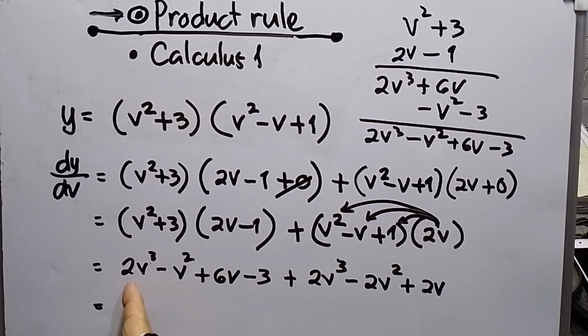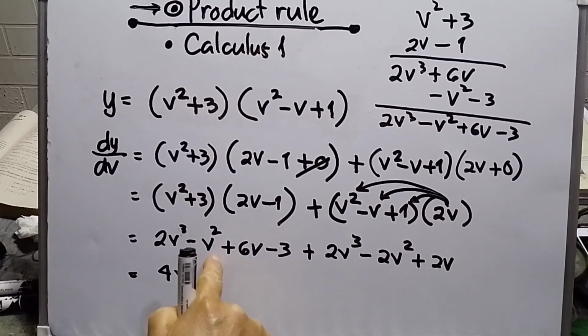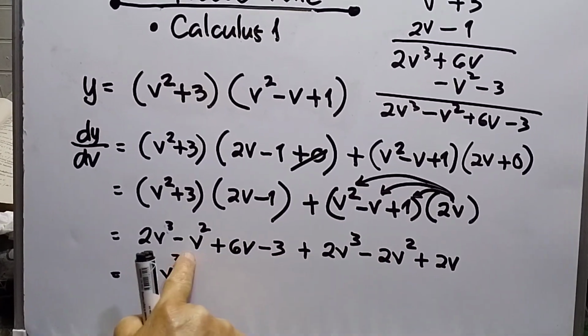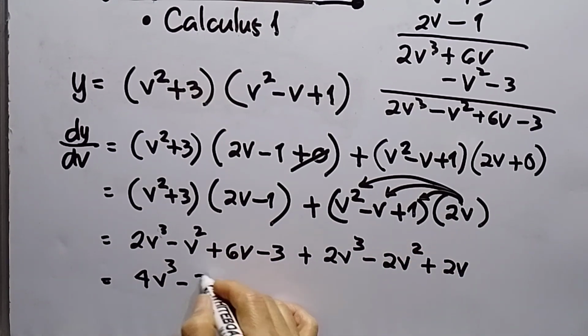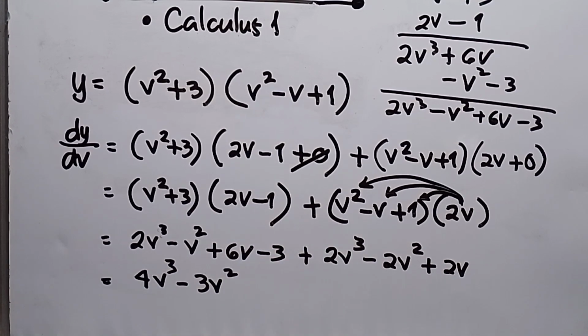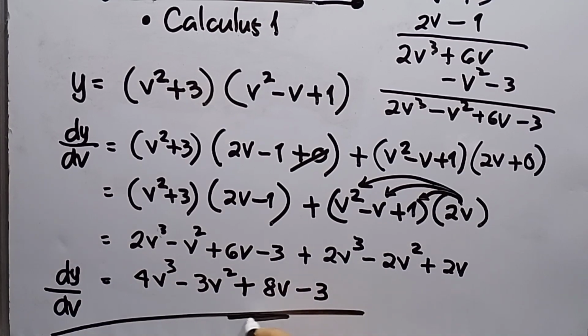Okay, combine v cubed. So 2v cubed plus 2v cubed, that will be 4v cubed. Combine v squared. Negative v squared minus 2v squared is minus 3v squared. Then 6v plus 2v will be plus 8v. Then minus 3. So this will be dy over dv. This is my answer, and that's all.